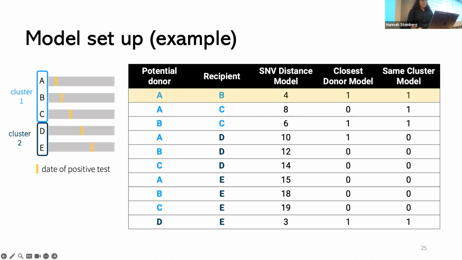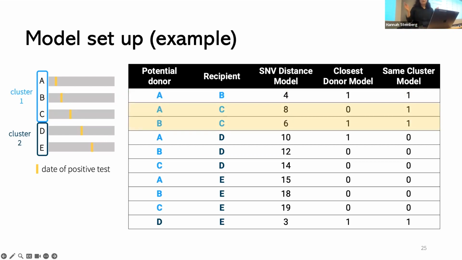So basically to walk through it, patient A is not going to be a recipient in this model because they were the first one to be infected. They probably came into the facility with an infection, and so we can't tell who gave it to them. But everyone else, we can make some sorts of inferences. So for patient B, the only person infected before them was patient A, so they're going to be their closest potential donor. We know they're in the same cluster, and the whole genome sequencing data tells us that their isolates are 4 single nucleotide variants apart.